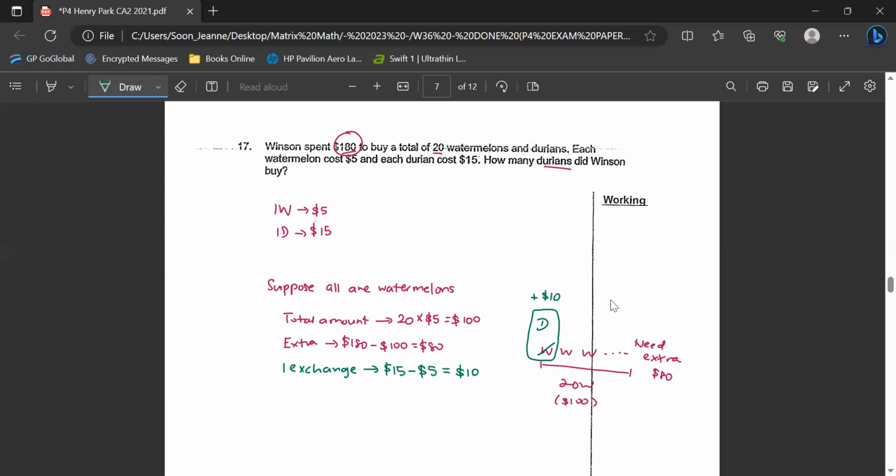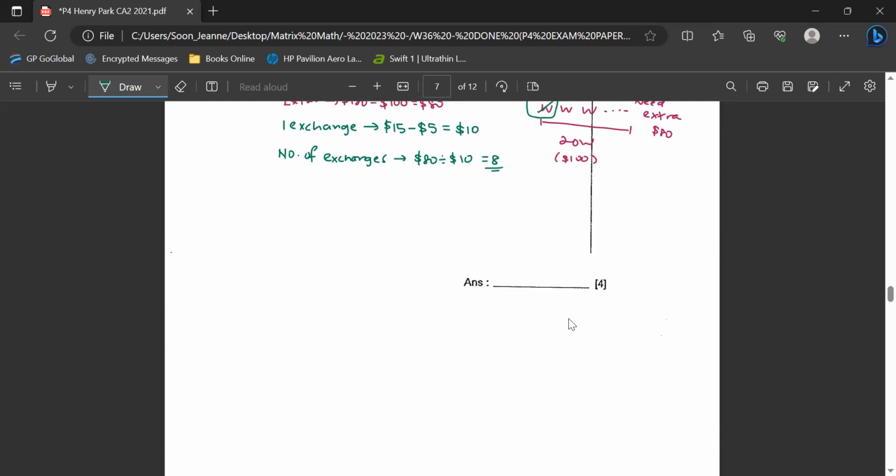It's actually $10 more. So how many exchanges do I need to do in order to balance out the extra $80? One exchange is $10 more, and I need an extra $80. So the number of exchanges, you just take $80 divided by $10. Your answer is 8. How many exchanges you make will be the number of durians you have. So your answer will be just 8 durians.